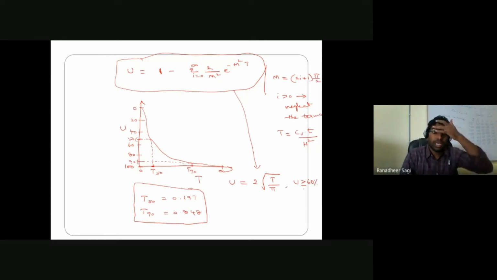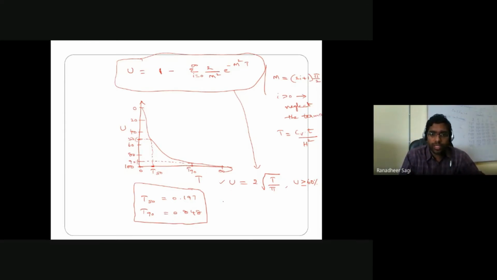So in case the degree of consolidation in your soil is greater than or equal to 60%, then we'll be making use of this particular expression to determine how much your corresponding time factor value is. Or if the time factor value is given, accordingly we can calculate your degree of consolidation.